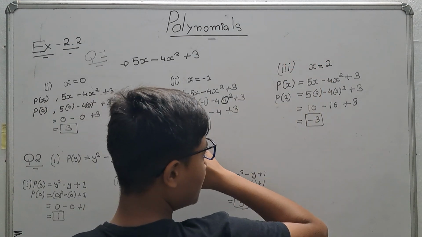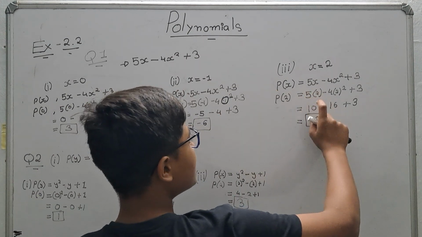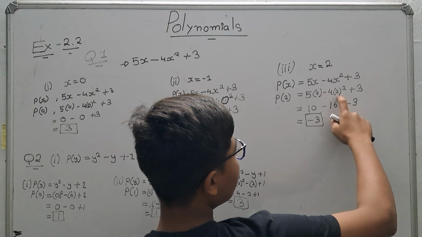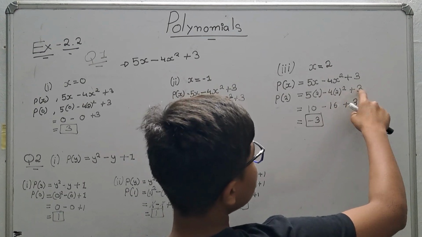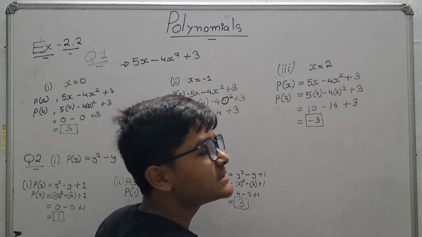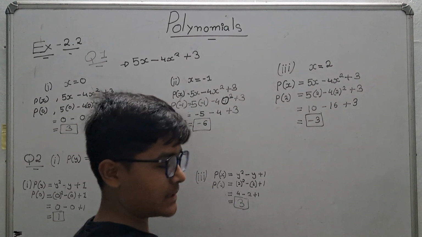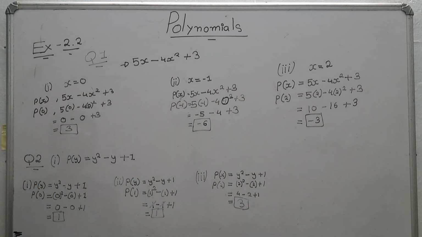In the third portion, you have to put 2. So 5 twos are 10, 4 twos are 8, 8 twos are 16, and 3 over here. When we calculate 10 minus 16 plus 3, we get minus 3. We have completed question number 1. Let's move on to question number 2.